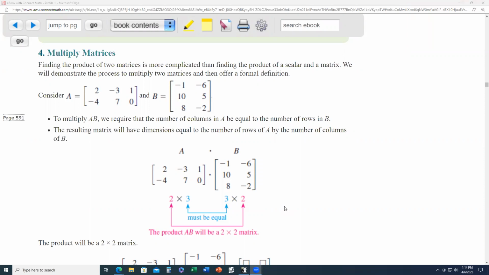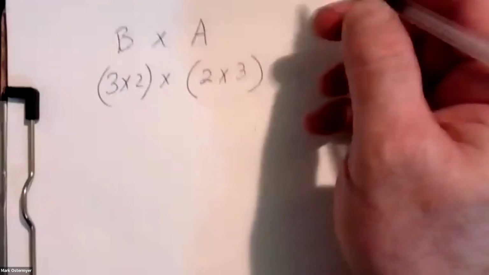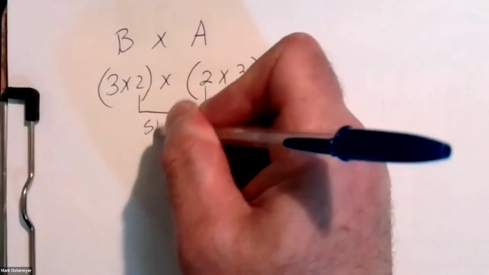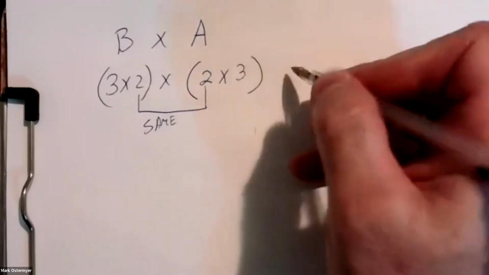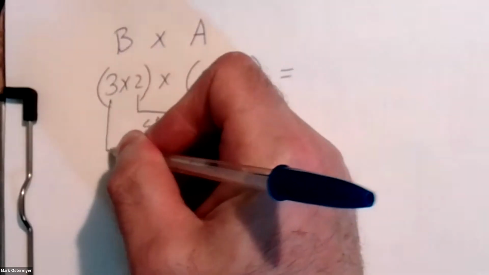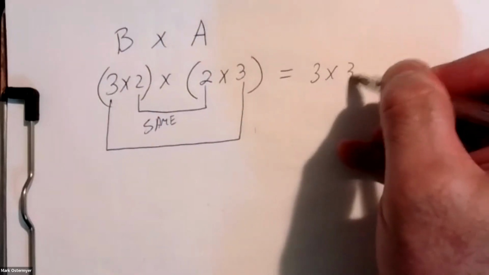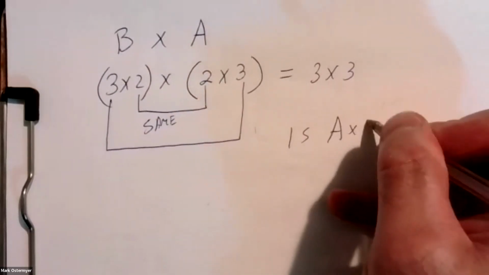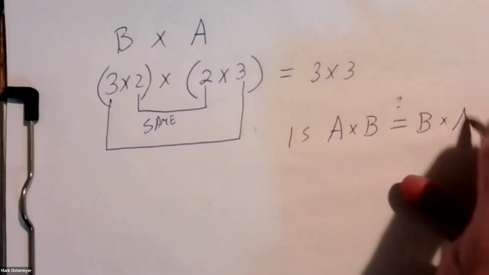Well, matrix B is of what order? 3 by 2. And matrix A is of what order? Matrix A is 2 by, let's see here, 2 by 3, okay. Yeah, it's possible to multiply matrices B times A because the inner dimensions are the same. But what's going to be the order of B times A? Not going to be a 2 by 2 matrix. It's going to be a 3 by 3 matrix. So question, is A times B equal to B times A? What do you think?